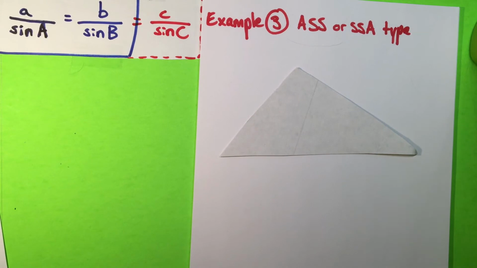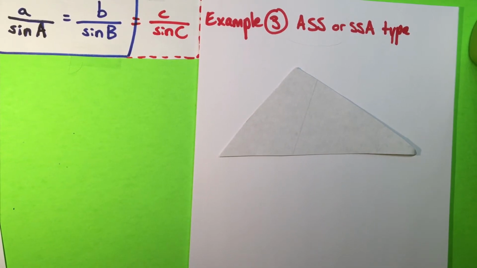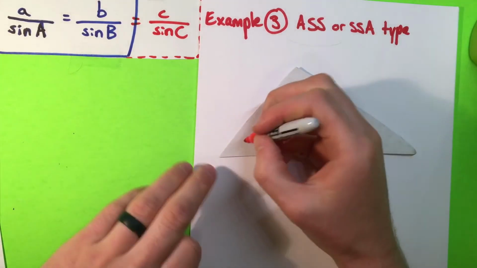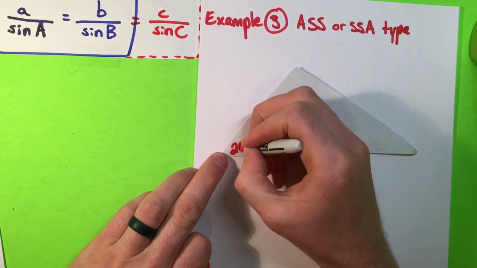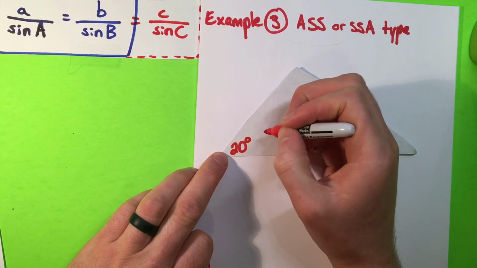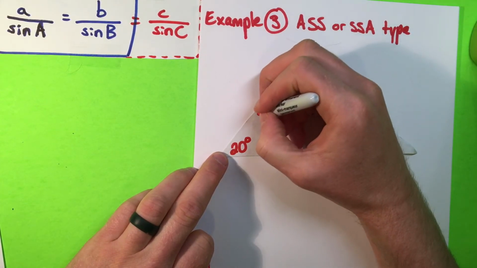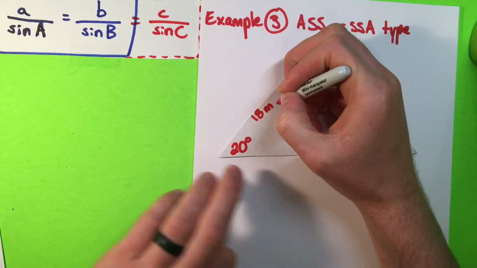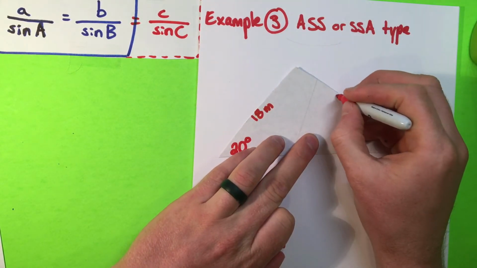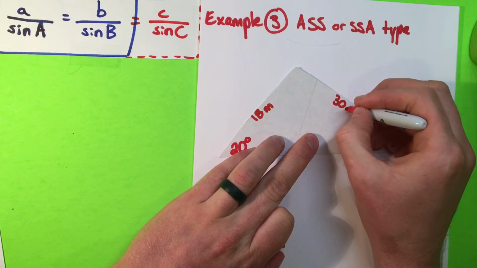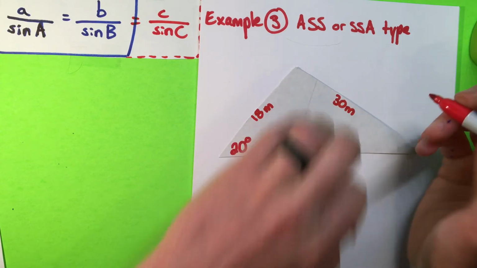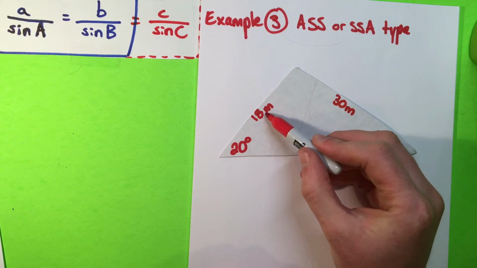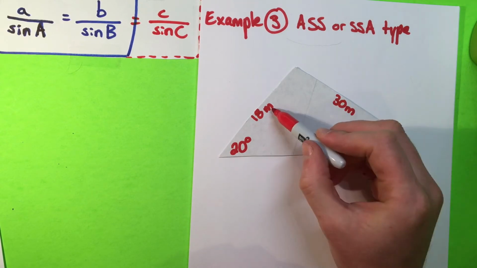Now let's jump into example 3, the last type of sine law example that you can get, and it's an ASS type of triangle, also known as SSA. This is because you usually have an angle and then a side length next to it, and then a side length next to that. Here we don't have an angle between the two side lengths, but we just have angle, side, side. So we have this here. One thing to note is the 20 degrees is straight across from the 30 degrees. That's what we want, and we know we can solve it using sine law.